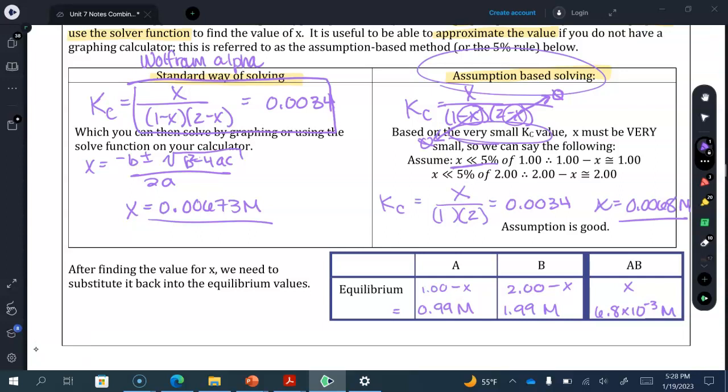While these are a little finicky, the assumption-based solving is a good tool. Being able to use your graphing calculator solver is great, but on the AP test, whatever you're given will be simple enough to solve using either the standard way or the assumption-based solving. Some of the practice problems you will do, you'll want to use the solver, because the assumption-based solving doesn't quite work.